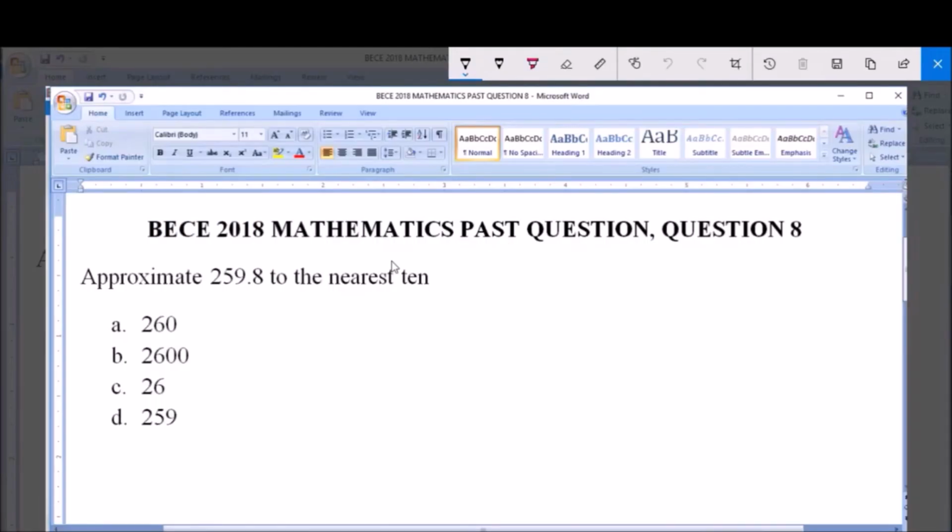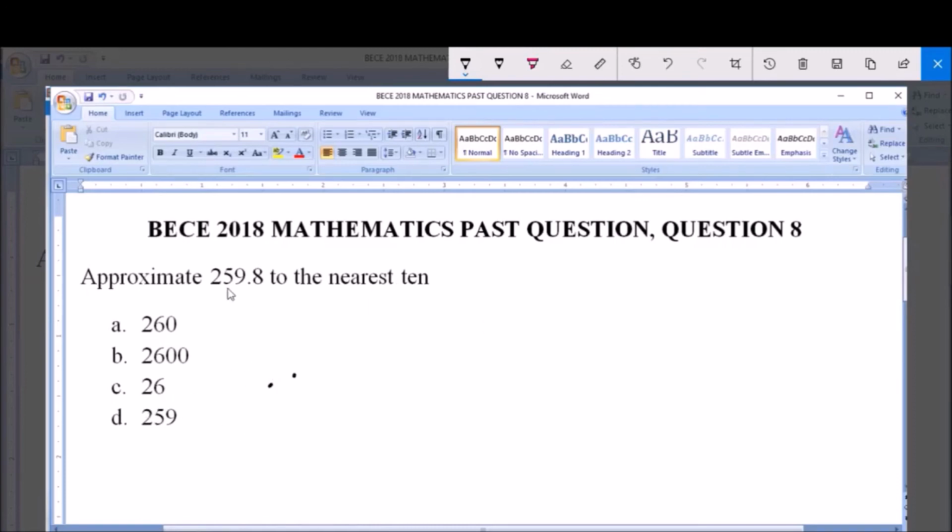Today we're going to be dealing with BECE 2018 Mathematics Past Question 8. Approximate 259.8 to the nearest 10. A, we have 260, B, 2600, C, 26, and D, 259.